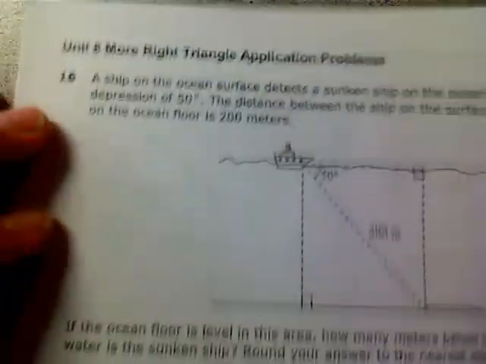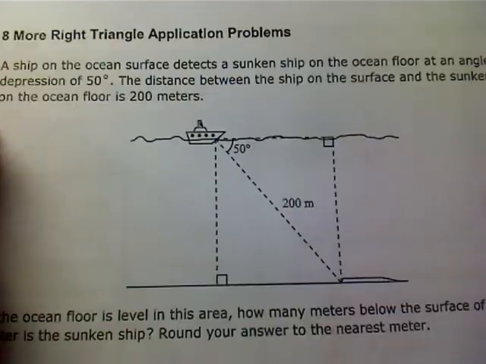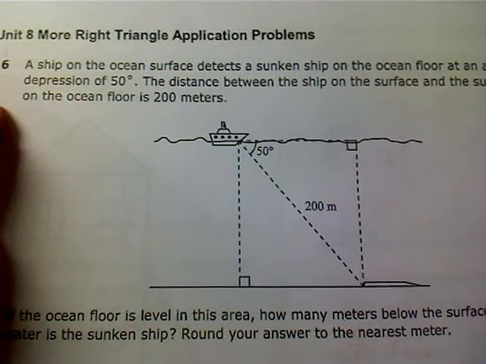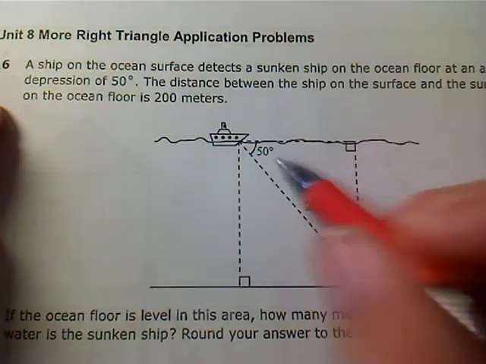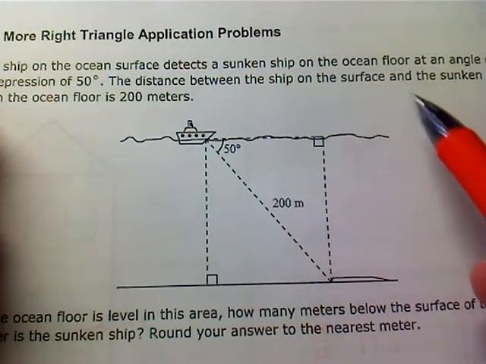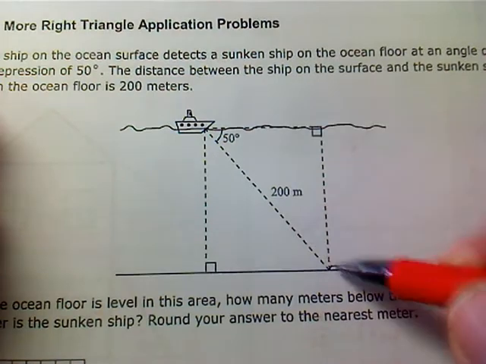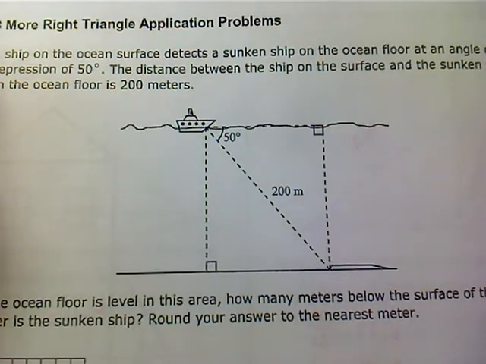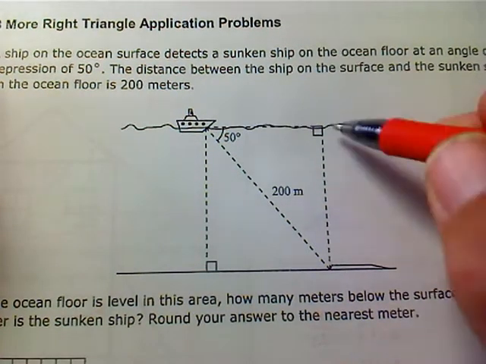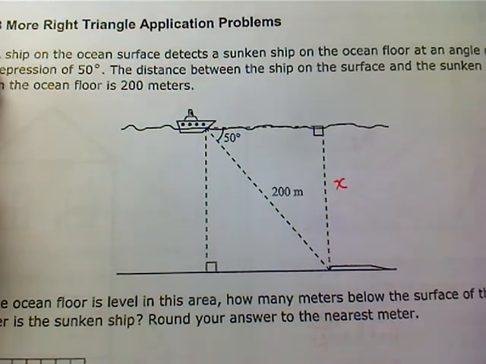Number 16. A ship on the ocean surface detects a sunken ship on the ocean floor at an angle of depression of 50 degrees. So there's my angle of depression. It says the distance between the ship on the surface and the sunken ship on the floor is 200 meters. If the ocean floor is level, how deep is it? So what is this distance right here? That's what I'm looking for.